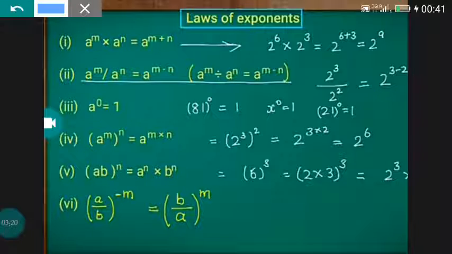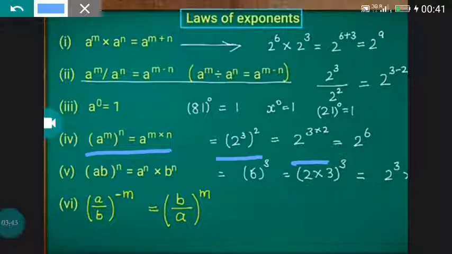Yes, fourth is a raised to power m and whole bracket close raised to the power n. Now there are two powers. Whenever there are two powers, that means the two powers will be multiplied. So it becomes a raised to power m into n. Understand it with the help of an example. If I have 2 raised to power 3 whole raised to power 2, then the relationship between 3 and 2 is of multiplication.